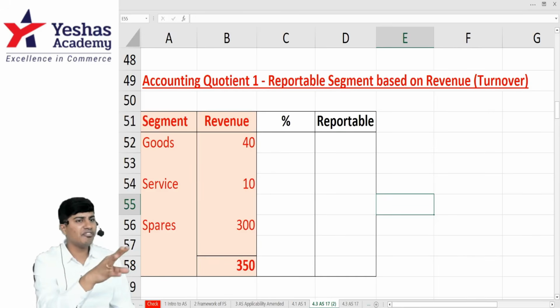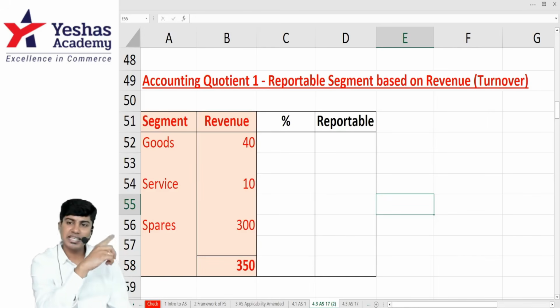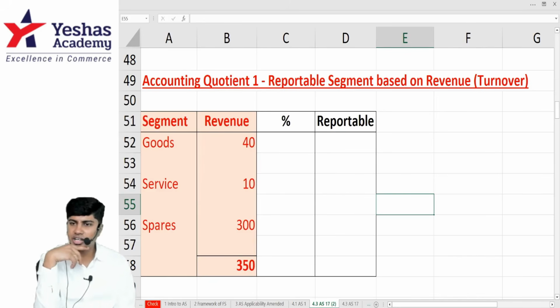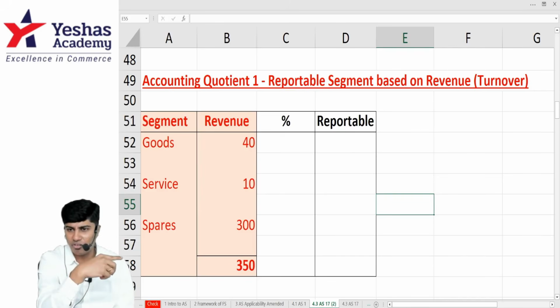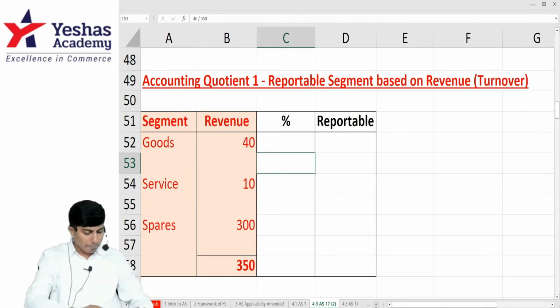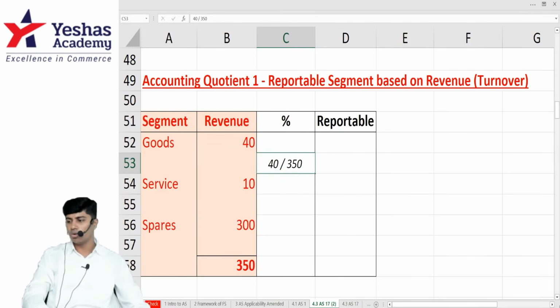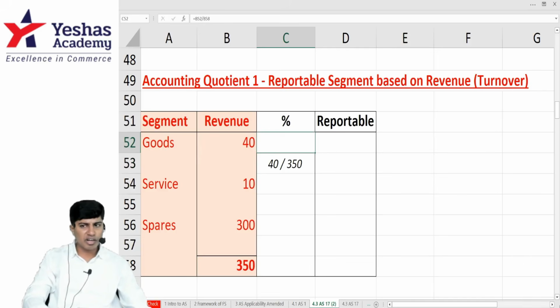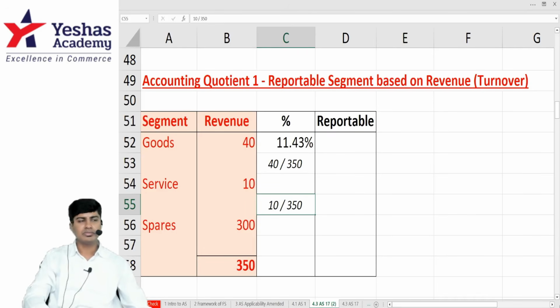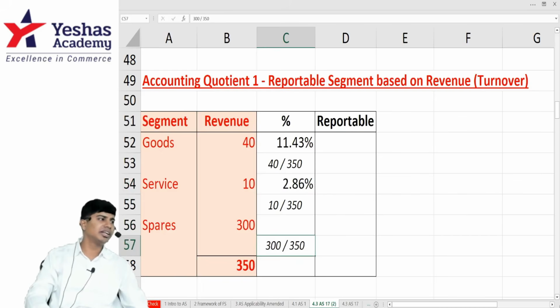For each segment, I'll identify its percentage. Before we do that, can you tell me, are these business segments or geographical segments? Everyone understood that these are business segments? Based on the product, we have bifurcated it. Please do 40 by 350. What do we get? 11.43. Similarly, do 10 by 350. What do we get? 2.86%. Should multiply by 100. Don't forget that. Then 300 by 350 into 100.